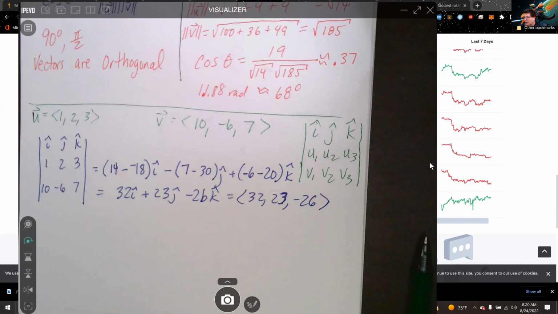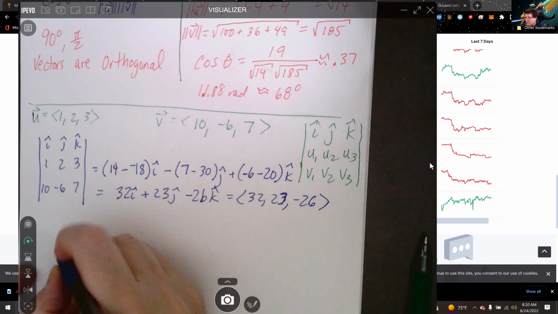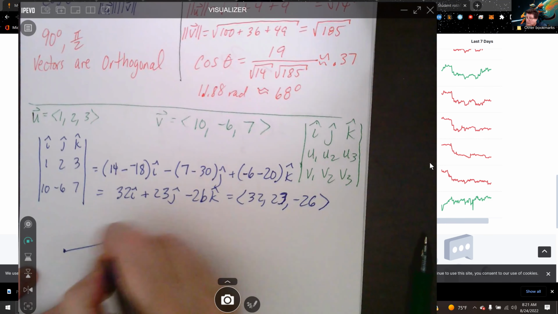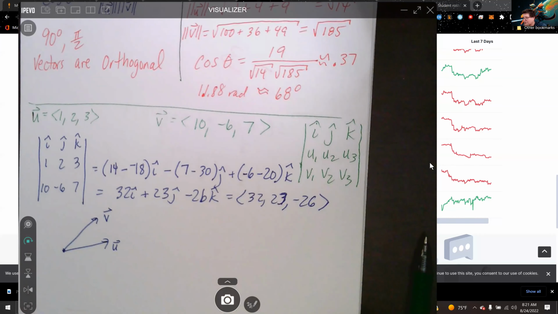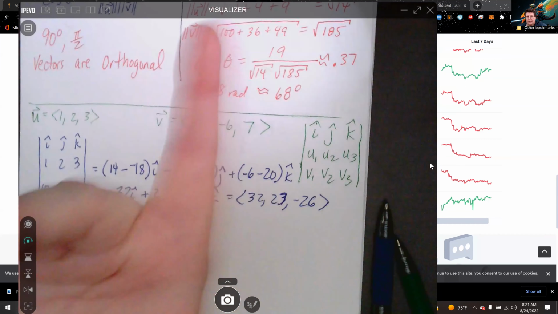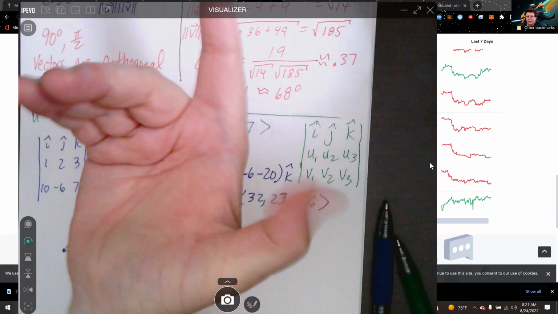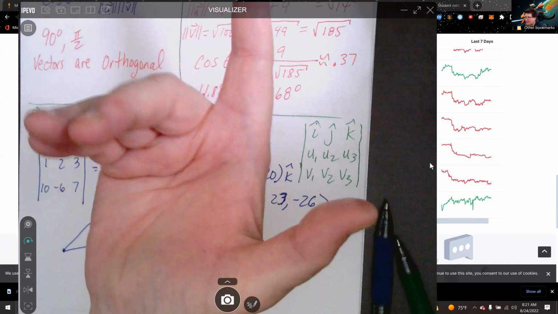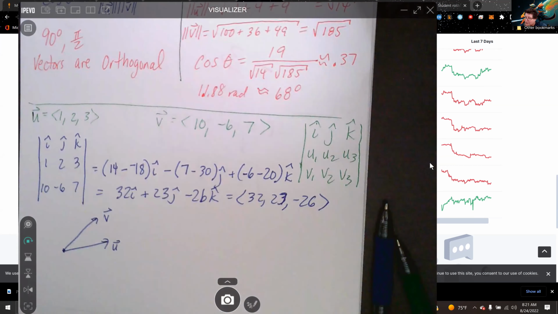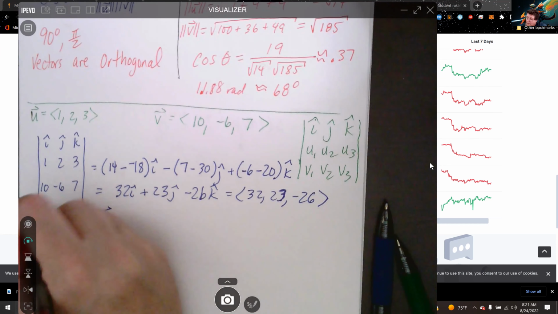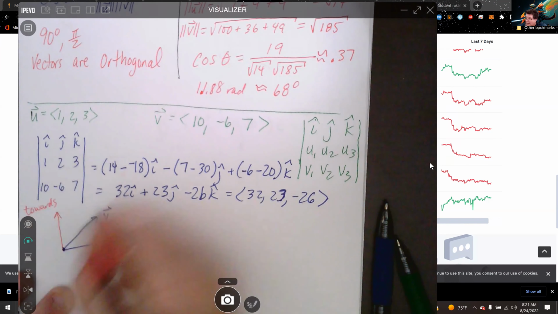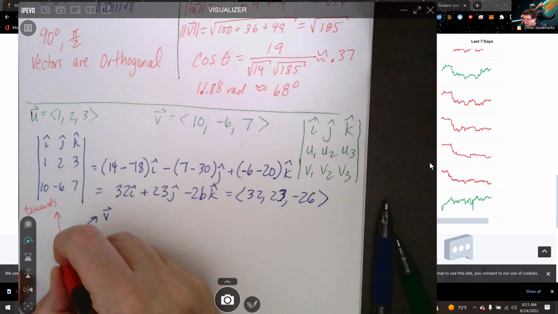So if we were to draw U and V, I'm not plotting those figures. I'm just doing a quick sketch. Let's see. U and V, if I do the right hand rule, U is here, V is here. The cross product's coming out of the page. So it would be coming straight up towards us. And it makes a right angle with both of those vectors.